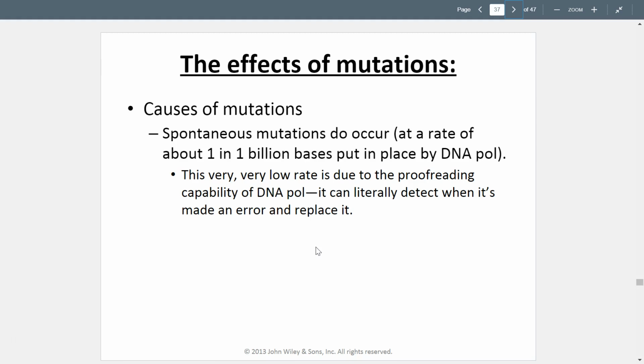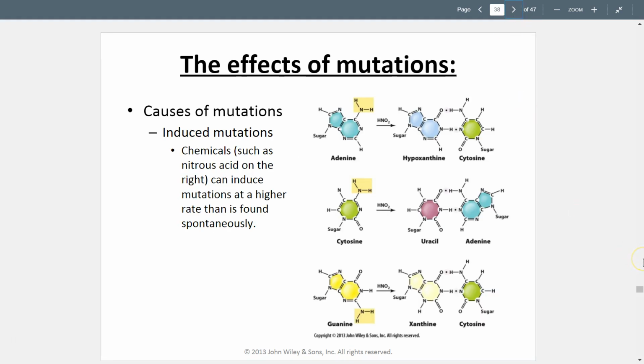So DNA polymerase, right, has an error rate of about 1 in a billion. Boy, I wish I made a mistake 1 in a billion times I did something. So this is very, very low, right? And in part is because of that proofreading ability of DNA polymerase. Right? It can really recognize its own errors and replace them. But again, they do make mistakes. Not very often, but often enough that change happens.